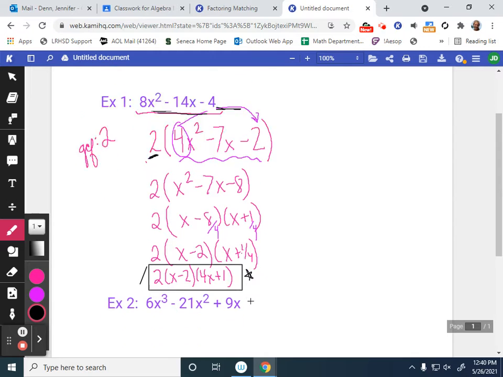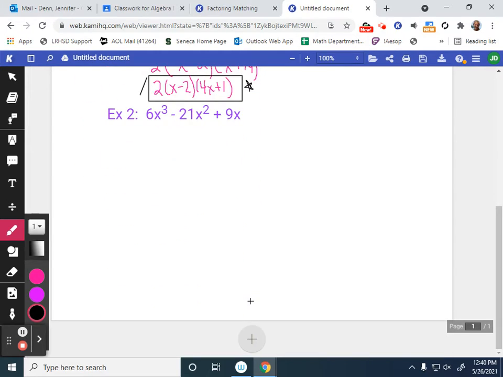Okay, this next one's just going to have another GCF. So take a look at all of the terms. I have 6 and a 21 and a 9. So my GCF is going to be 3. And then x to the third, x squared, and x. So the GCF there is x. So this time I don't have just a coefficient, I have a coefficient and a variable. So my next step will be take the 3x out and write down what remains. So 2x squared minus 7x plus 3.